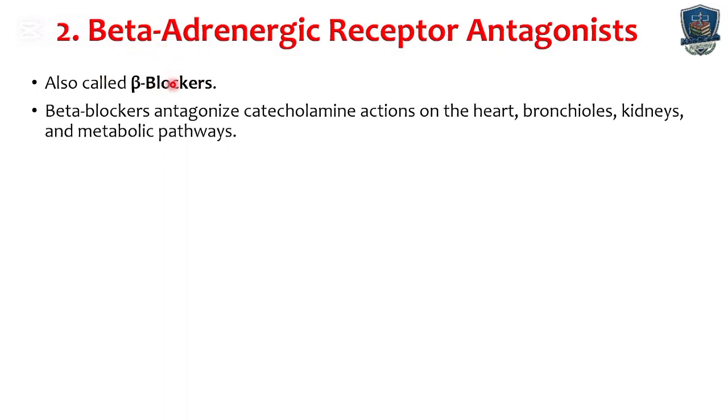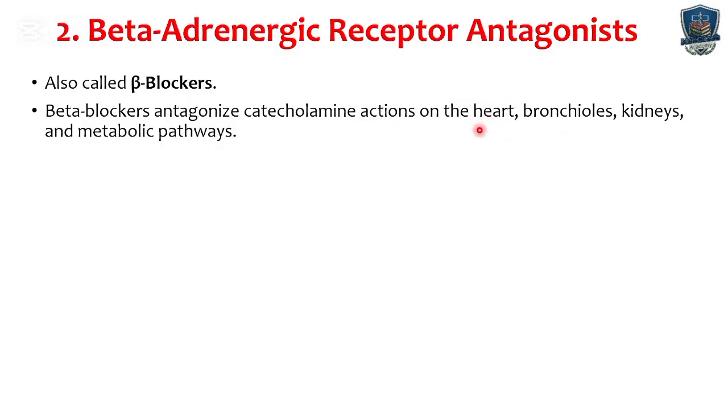Our second drug class, apart from the centrally acting alpha-2 adrenergic agonists, number two, is the beta adrenergic receptor antagonists. You want to work against the beta-1 receptors especially. They're also called beta blockers, so beta blockers and beta adrenergic receptor antagonists are just the same thing. Beta blockers antagonize catecholamine action on the heart, bronchioles, kidneys, and metabolic pathways, especially those that are non-selective.